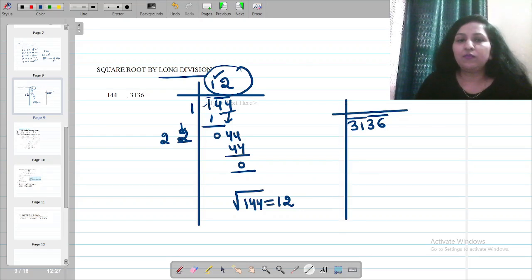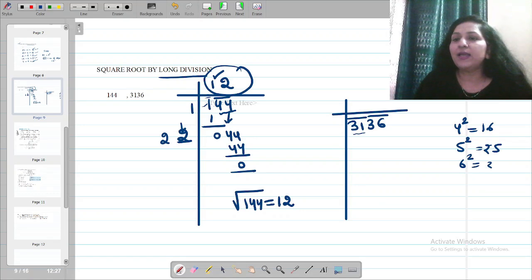After the division table, what we are going to do, look for 2 similar numbers. If multiplied, you should get either this 31 or something lesser than this. See, if I take 4 square, that is 16, lesser. If I take 5 square, that is 25. If I take 6 square, that is 36. But 36 is greater than 31. I don't have to go that far. You have to start from 5. 5 into 5, that is 25.